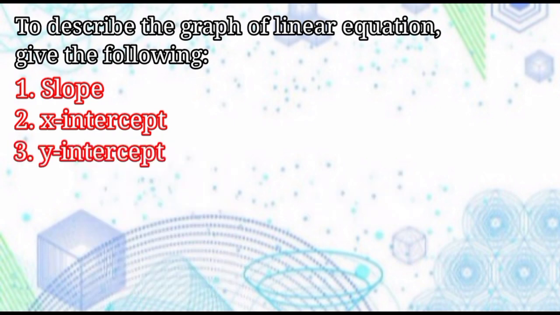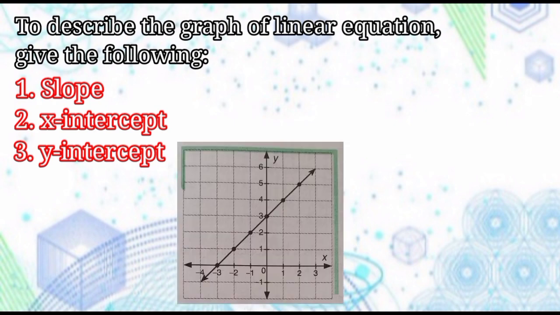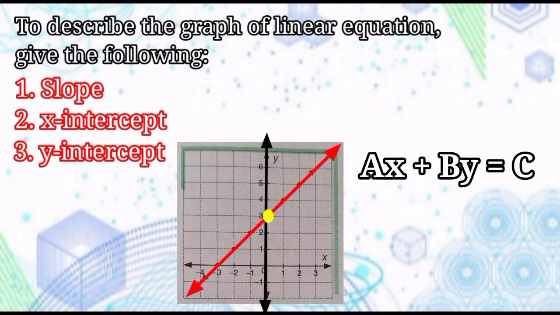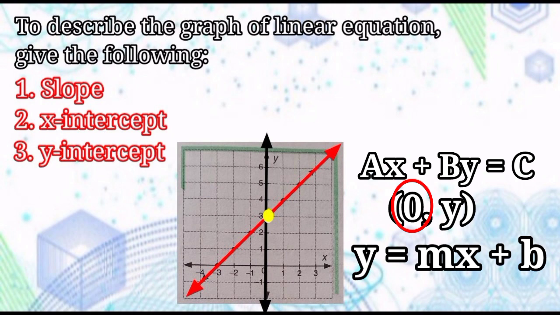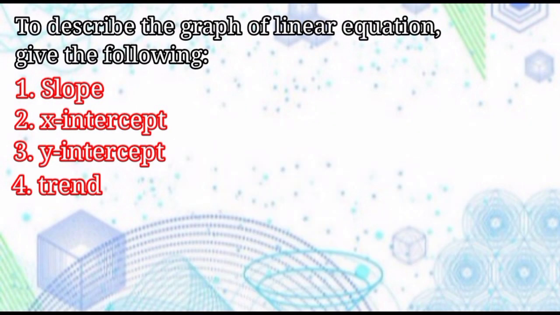Same with number 3. Y-intercept. Kung ang given ay graph, hanapin ang point kung saan nag-cross ang line at ang y-axis. Kung ang given naman ay equation in standard form ax plus by equals c, do the substitution method where x equals 0. Or pwede ring i-rewrite mo na ito into slope-intercept form dahil ang b sa equation na ito represent the y-intercept. Number 4 is the trend of the line.